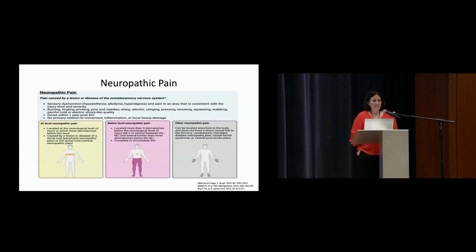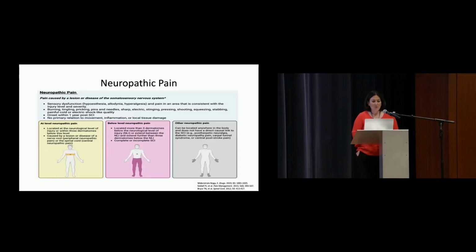For neuropathic pain, pain caused by lesion or disease of our somatosensory system, when we think of at-level neuropathic pain, this is really pain that occurs at the neurological level of injury or within 3 dermatomes below that level of injury. There's often a peripheral and a central component to at-level pain. The peripheral component being caused by damage to the nerve root, and a central component being caused by damage to the spinal cord itself.